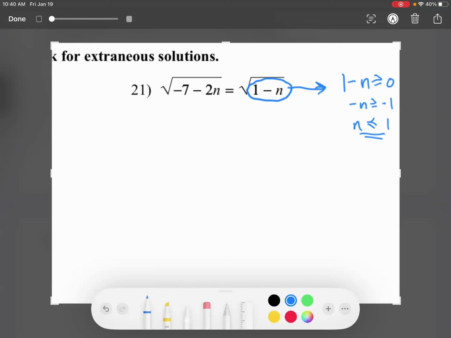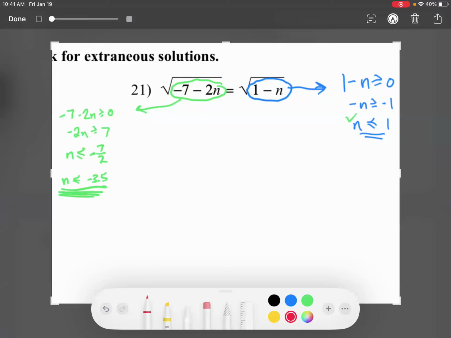So if we get n equals 2, no bueno. We're going to try the same thing with this one. -7 minus 2n has to also be greater than or equal to 0. -2n has to be greater than or equal to 7. We divide by -2 and flip the inequality sign, and we get n has to be less than or equal to -7/2. And that is -3.5. So if it's less than -3.5, it's definitely less than 1. So we don't really have to worry about that one. We have to worry about this one.